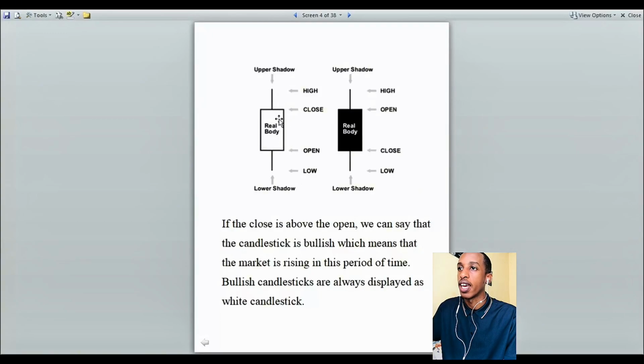So this is the high, this is the low, this is the lower shadow or the wick, and this is the upper shadow or the upper wick, as you can call it. It is being called by different names.